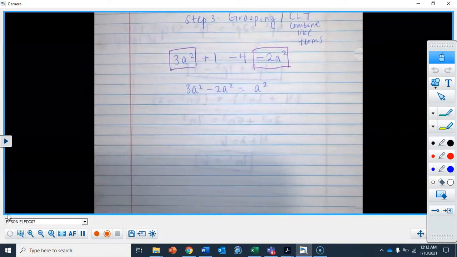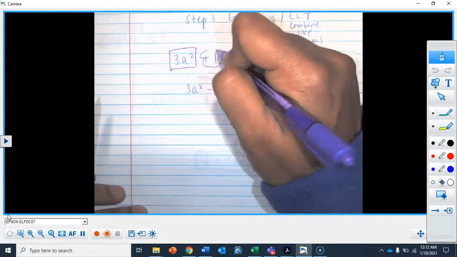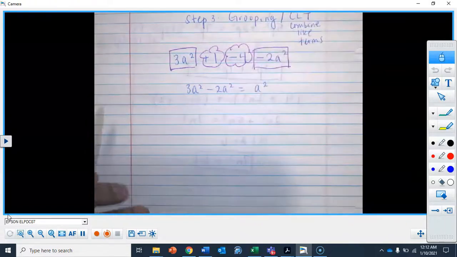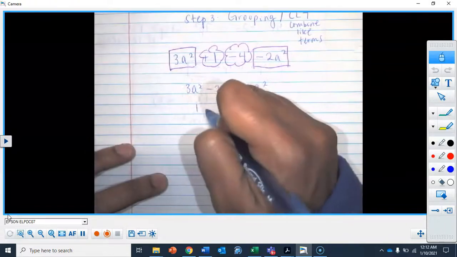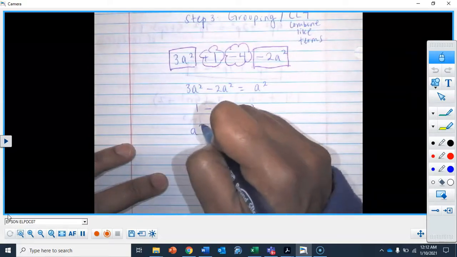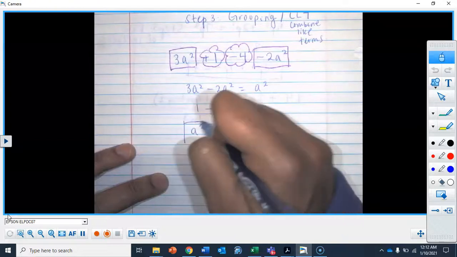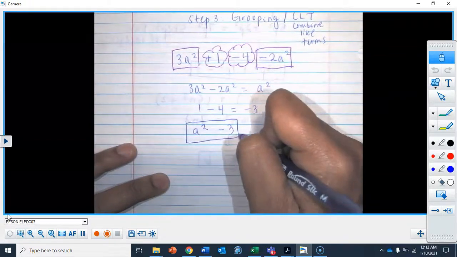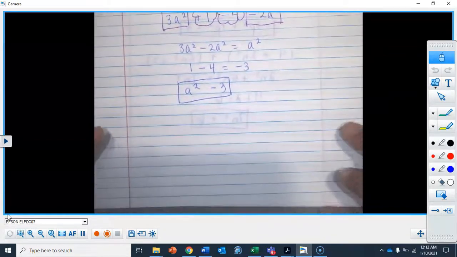And then, of course, I'm going to use another shape. These two are like terms. So we have 1 minus 4, which is negative 3, and then we're done. A squared minus 3 is the answer. Done. All right, let's do another one.